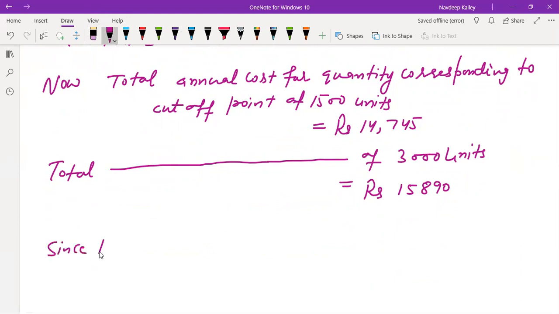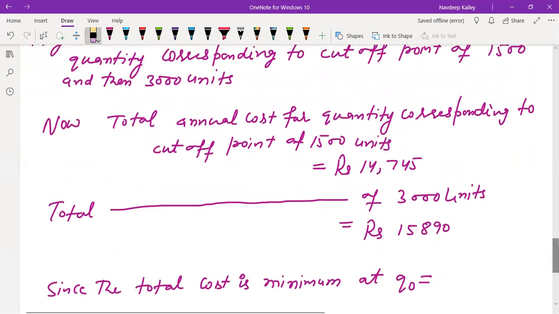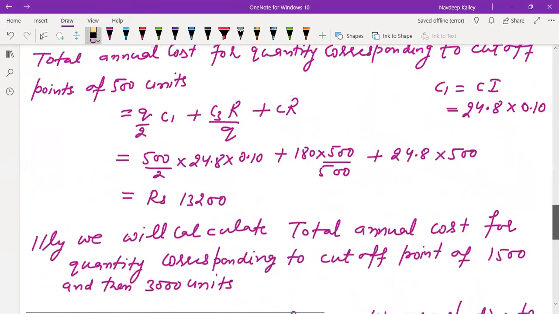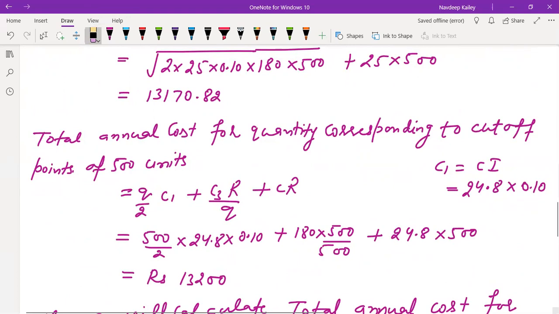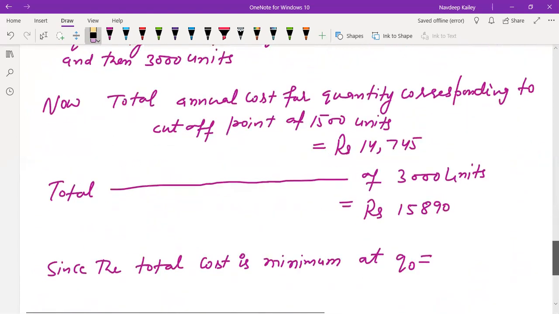Since the total cost is minimum at Q naught, here for 3000 units cost is 15890, for 1500 units cost is 14745, for 500 units cost is 13200, for 268.3 units cost is 13,170.82. The lower cost is this. From all the costs, the lower cost is this. Therefore, optimal order quantity is 268.3 units.